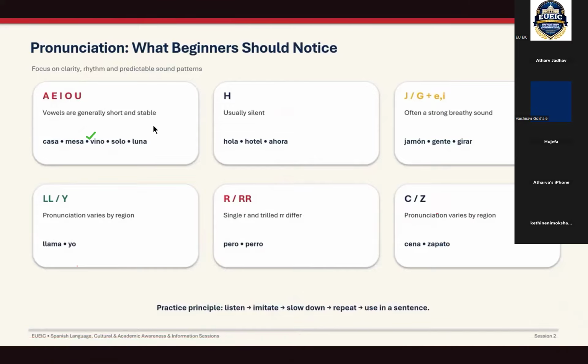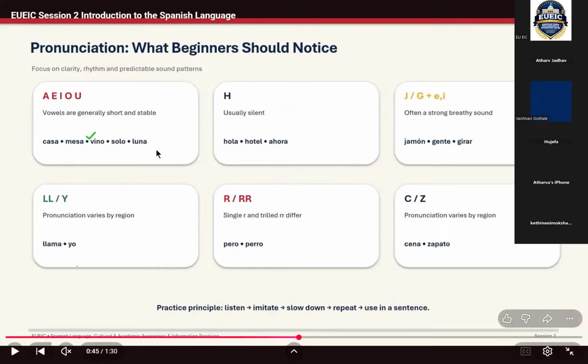Now, if later on I ask anybody to read all these words, it's going to be very simple, because like I said earlier, the way you write is the way you speak the language. It's not like English or French, where you write something and say something completely different. H is always silent. So this is not "hola," it is "ola"; hotel is "otel"; ahora is "aora."